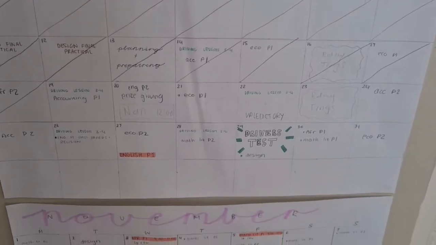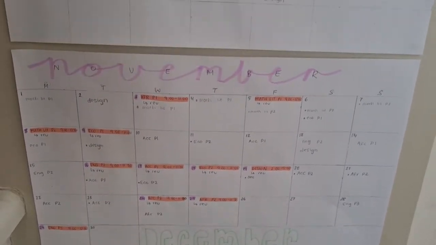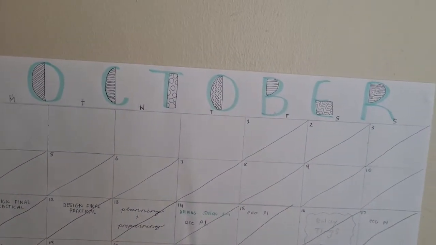I take an A3 white page and I literally draw the calendar. If you have a wall calendar, then you can just use that, but I don't. I have my bullet journal, so I just like having a bigger version as well. So I made my calendar.